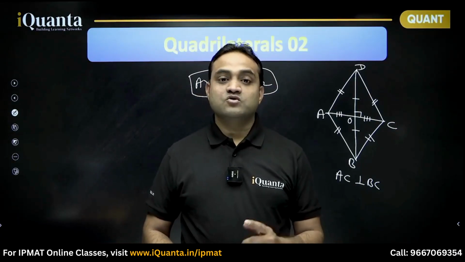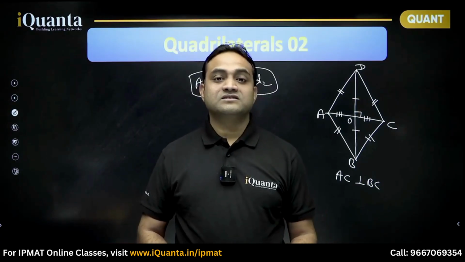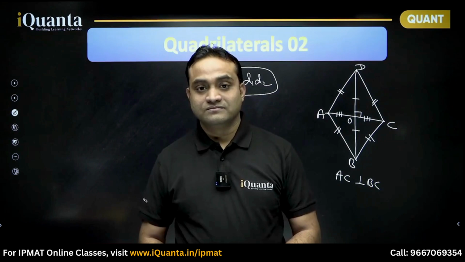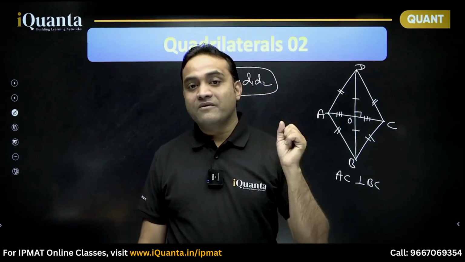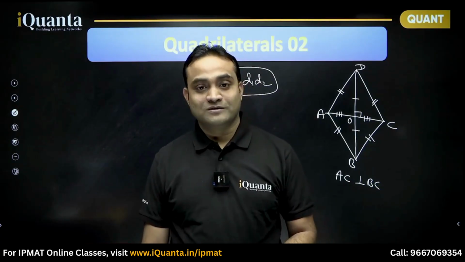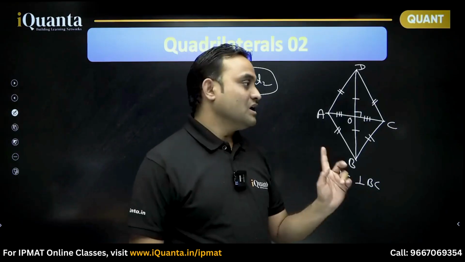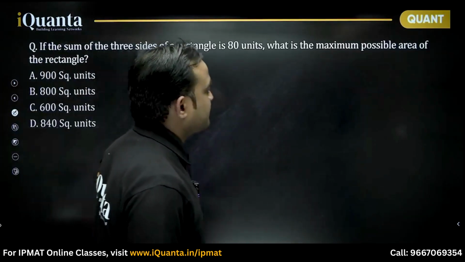Every square is a rectangle, but every rectangle is not necessarily a square. Similarly, every square is a rhombus, but every rhombus is not a square. All right. So let's try to solve the questions on the basis of this.